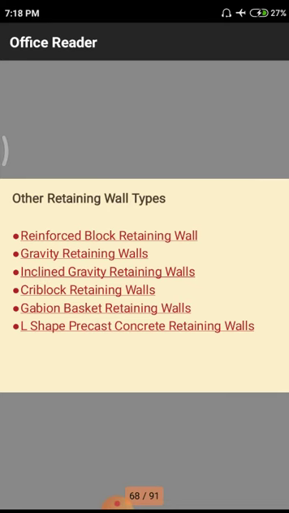First of all, we have majorly six classifications of these terra walls. First one is the reinforced block retaining wall. After that, gravity retaining wall and inclined gravity retaining wall, crib block retaining walls, gabion basket retaining walls, and L-shaped precast concrete retaining walls. All those are simply subcategories and a classification of retaining wall structures.